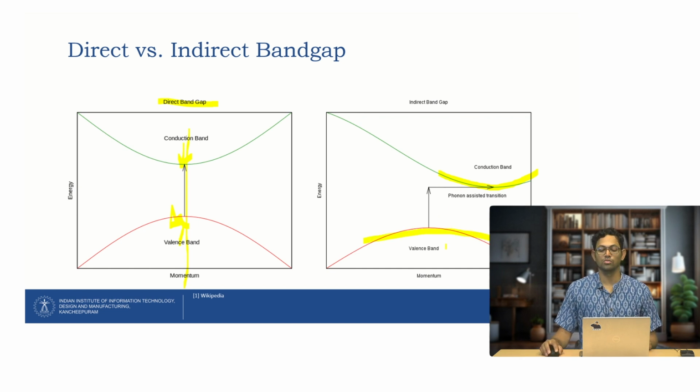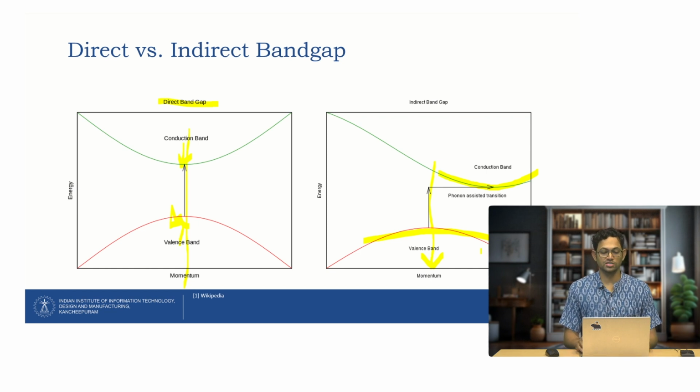These are the kind of materials which are indirect band gap. There are a lot of losses in such materials, and they do not give effective light sources.